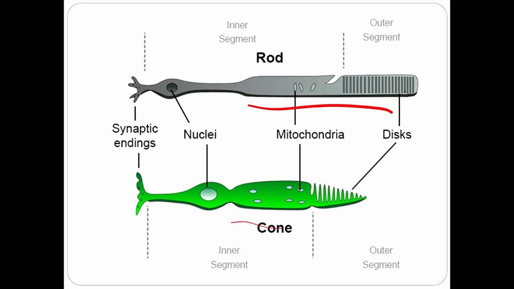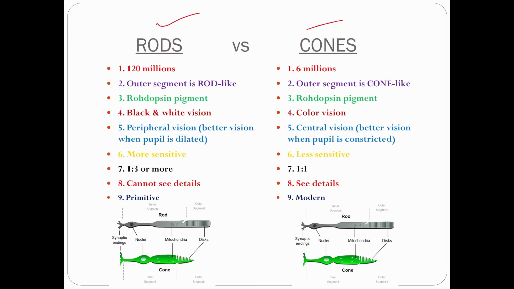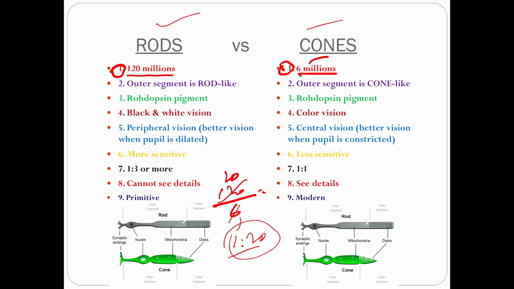See the structural differences. As far as rods and cones are concerned, there are a lot of differences between them. Rods are too many in number, about 120 million as compared to only 6 million cones, so the ratio is almost 20:1. But in the fovea centralis it is 100% cones, the rodless area. The outer segments of rods are rod-like, and the outer segments of cones are cone-like, which is why they are called rods and cones.